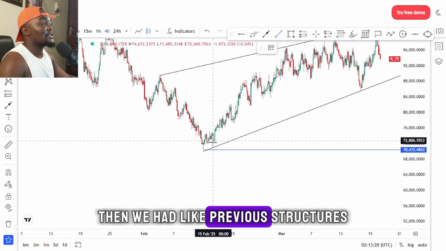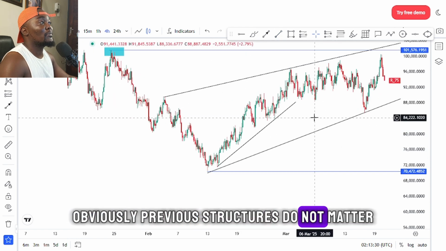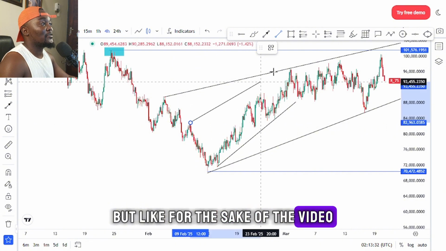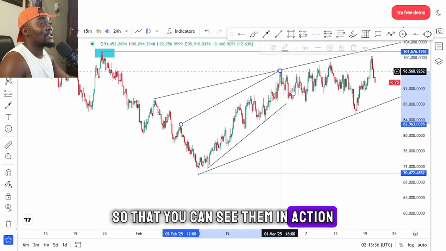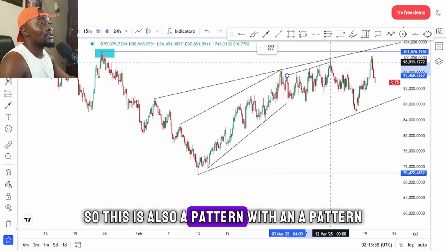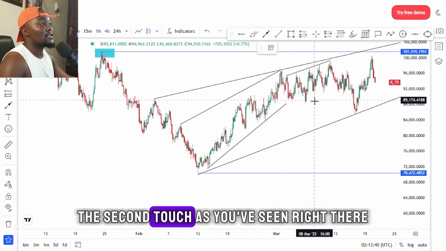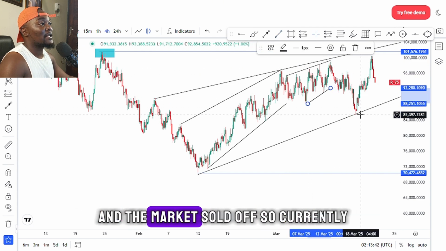Then we had like previous structures. Obviously previous structures do not matter, but like for the sake of the video, let me just draw them for you guys so that you can see them in action. So this is also a pattern within a pattern. The second touch, as you've seen right there, then the market sold off.